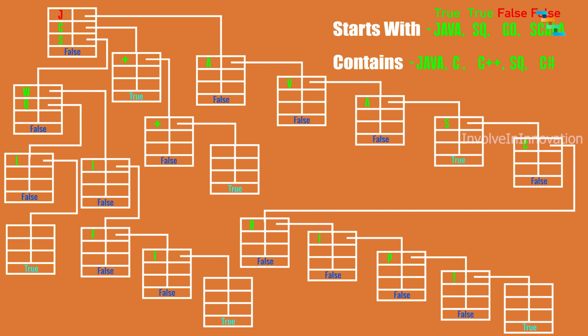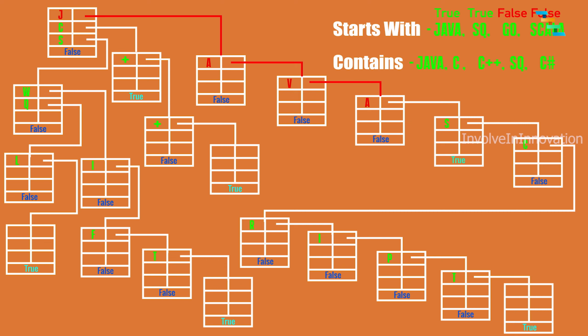First start with the root node. Check if the character J is present in the root node. Here J is present, so get the node associated with the key J. Check whether A is present in the node map. Yes, A is present in the node map. Get the node associated with the key A in this node. Check whether V is present in the node map. Yes, V is present in the node map. Get the node associated with V in this node.